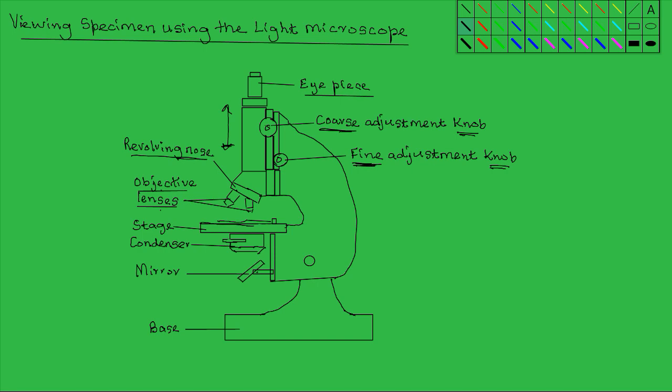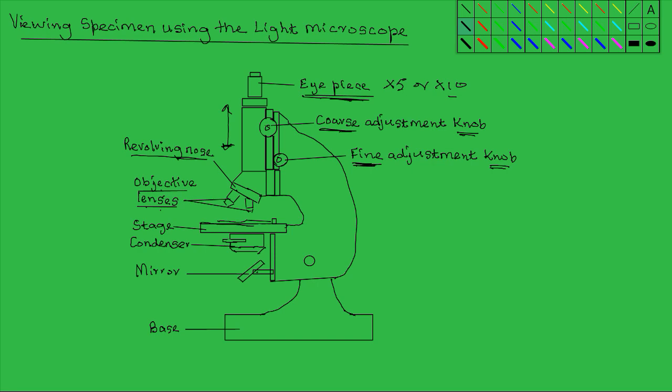Now, each of these two types of lenses has its own magnification. In each microscope, the eyepiece magnification is constant, it does not change. So for example, if it is times 5 or times 10, that magnification will remain constant.